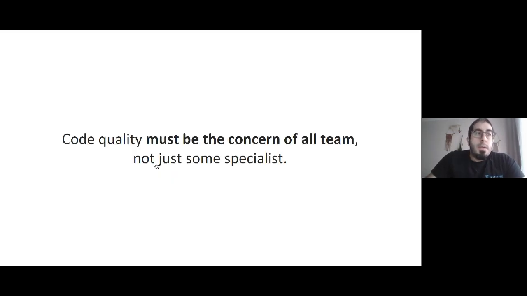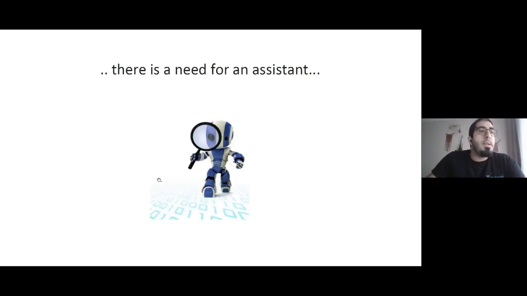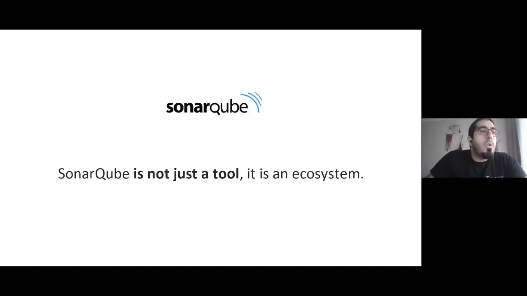So code quality must be the concern of the whole team, not just some specialists. Everybody is responsible for code quality: product owners, business sides, developers, QA engineers, etc. Everybody. So there is a need for an assistant to analyze your code continuously, track your quality metrics, inform you about your bugs and potential problems, and to take control of your technical debt. We know a tool to help us with these jobs: SonarQube.